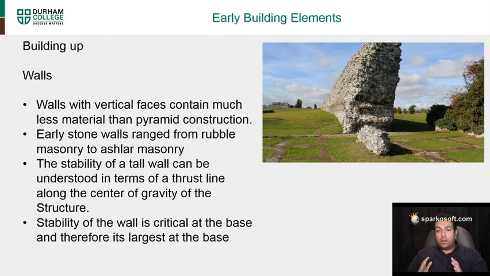It's wider at the bottom and narrower at the top. So you can see the stability of a wall is critical at the base and therefore the wall is largest at the base. The center of gravity is somewhere in the middle. The taller it gets, you have to maintain the center of gravity. So you can't make a wall going this way. You have to make it going upwards and maintaining the center of gravity.